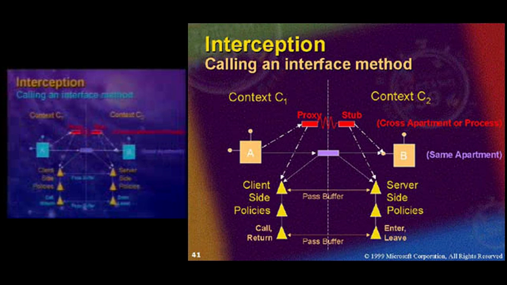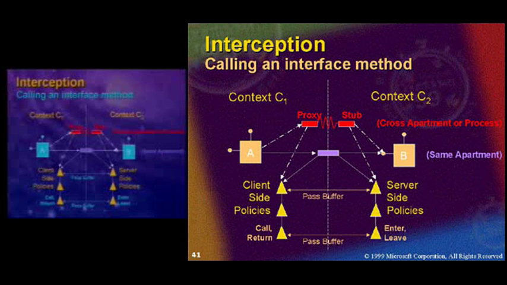Activation takes care of creating the object. Another new term that you've probably heard a lot about is interception. This is what happens on a method call. If you have objects that live in the same context, everything about the environment that those objects live in is identical. So we don't need to do anything. We can just make a direct call from one object to another.